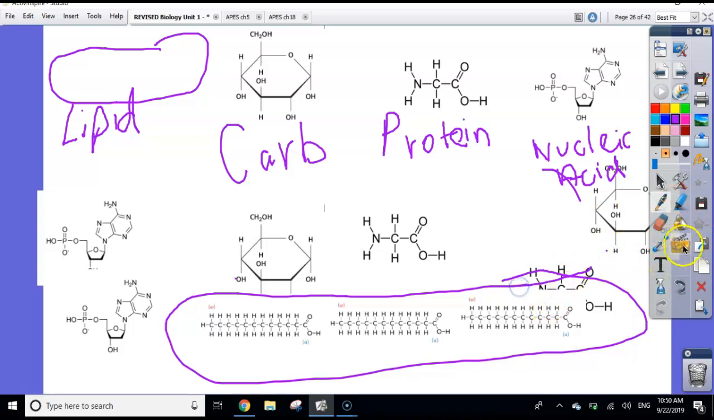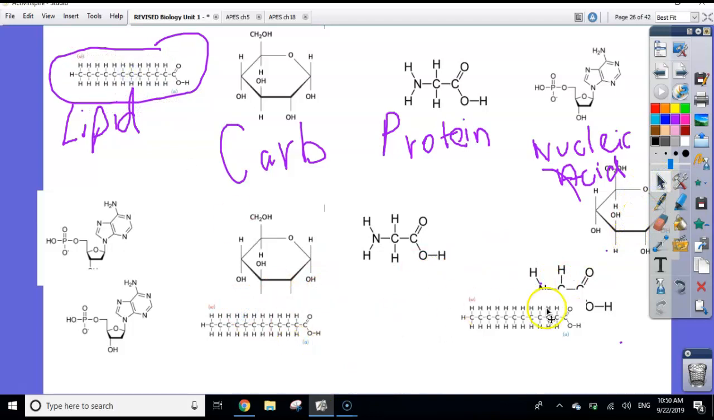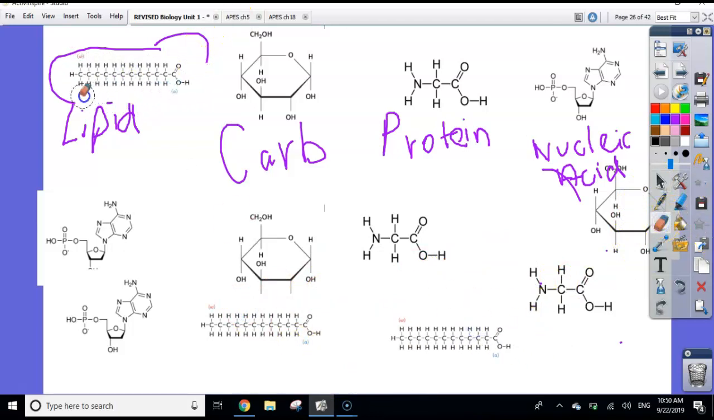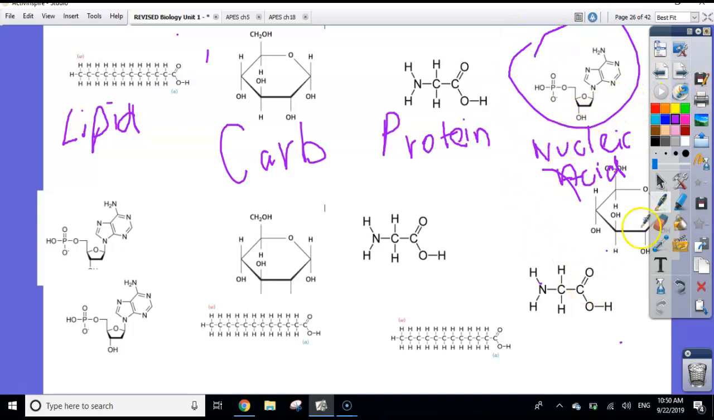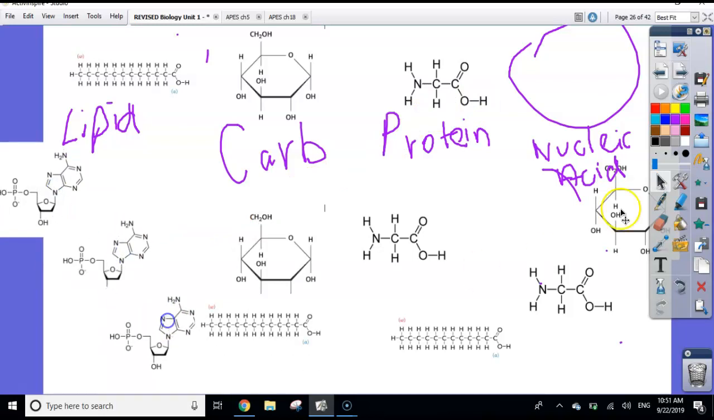Good. Find me a monomer of a nucleic acid. So here's our nucleic acid, right? The monomer is up here. Remember, this is the one that has a P. So build me a polymer out of that. In order to build a polymer, you find the other nucleic acid, right? And you connect them together. So here would be my polymer for nucleic acid.